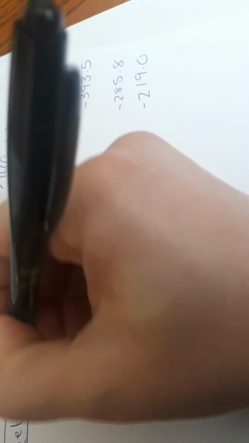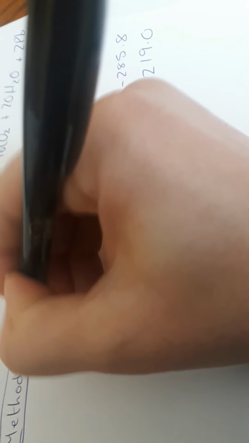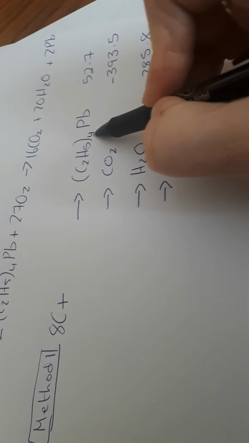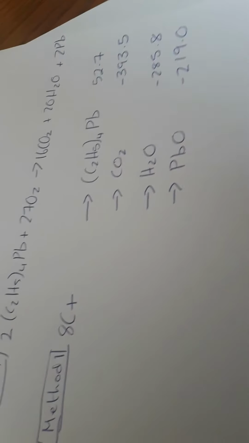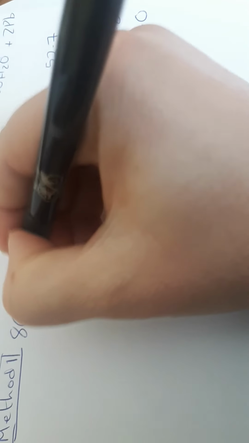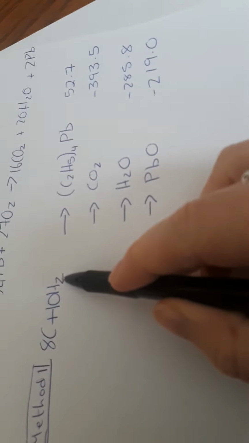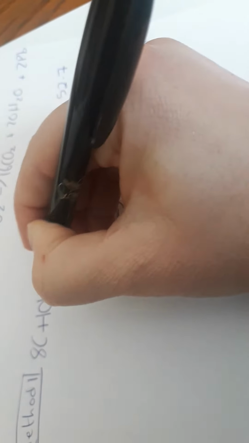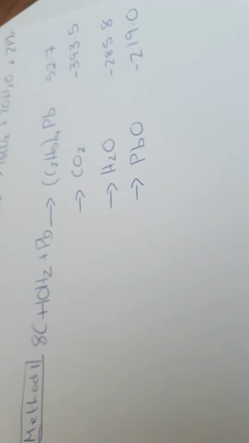Firstly, I have in total 2 by 4, which is 8 carbons, plus I have 5 hydrogens by 4, so 20 in total. Now, remember with my hydrogens, that exists in its standard state as H2. So in order to make 20 of them, I have to have 10 H2s plus lead, Pb.